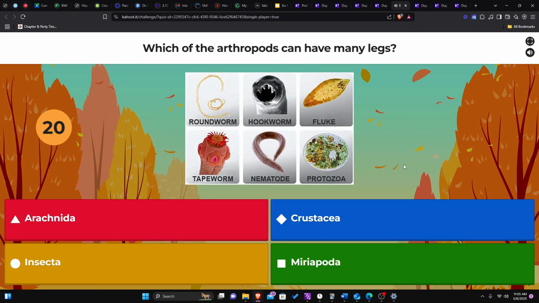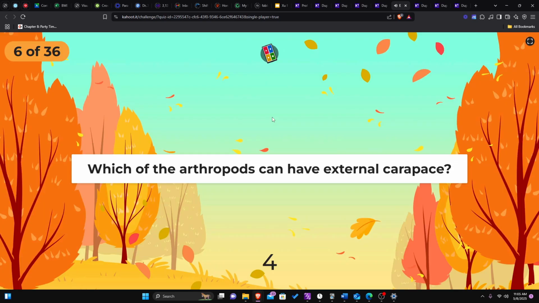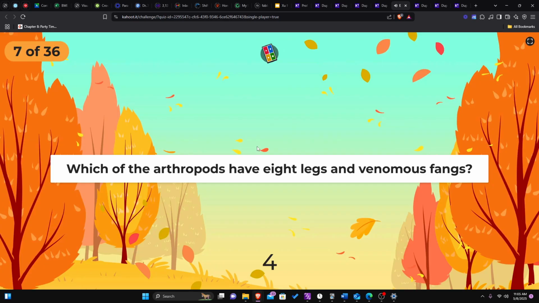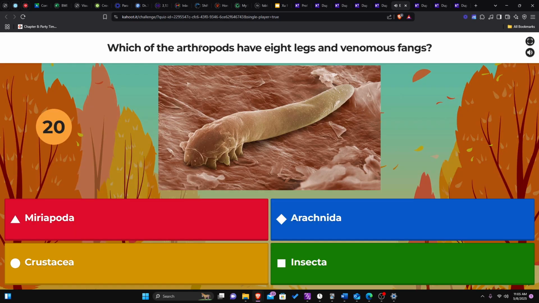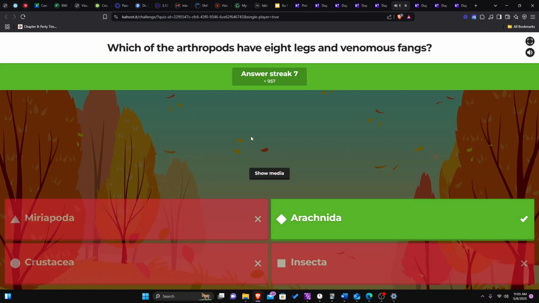Many legs, don't be fooled with Auricula, we're going to go with Myriapoda. The one that says 8 legs will be Auricula. External carapace, the crustacea. And here we go, 8 legs, venomous fangs, that one's Auricula.